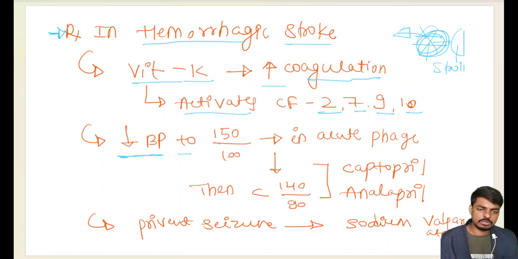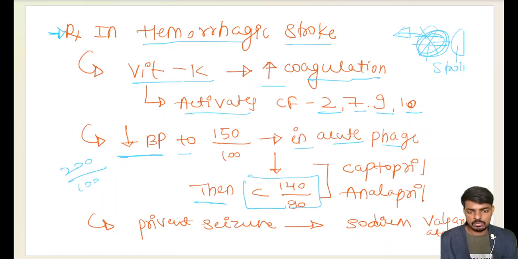And we maintain the blood pressure. To decrease the blood pressure, if it is 200 by 100, we will decrease it to 150 by 100 in the acute phase. Following the acute phase, in chronic management we will keep the BP less than 140 by 90. Why do we maintain 150 by 100 in the acute phase? If we reduce the blood pressure too much, cerebral blood supply decreases, and the stroke occurs where the blood supply is reduced. So if we decrease the blood supply to the brain further, there is the highest risk of more damage to the brain.